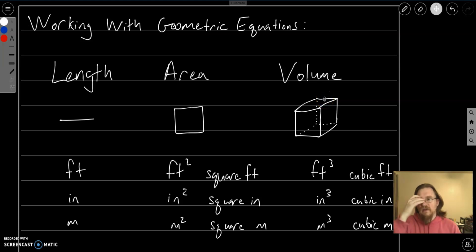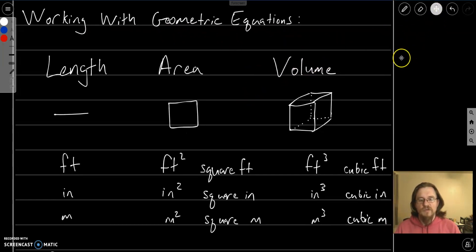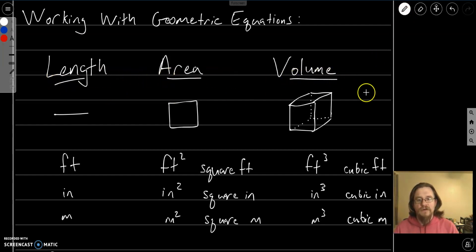Hello and welcome back. In this video we'll be looking at the next homework assignment on geometric equations. So to begin with, we should remind ourselves of some terms. We've got length, area, and volume.